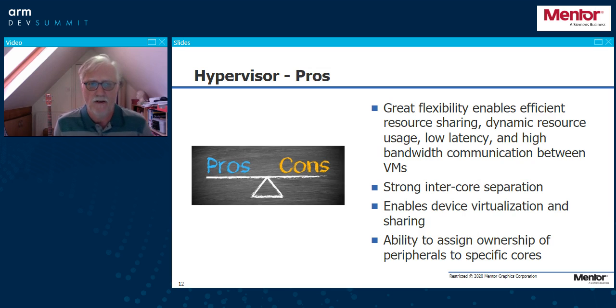Now, there are pros and cons of hypervisors. Pros, first of all, good positive start. They're incredibly flexible. They enable very efficient sharing of resources, which can be dynamically adjusted, relatively low latency, and very high bandwidth communication between the virtual machines. It provides extremely strong separation between the cores and enables us to virtualize devices for sharing. There is the possibility to assign ownership of peripherals to particular cores as well, rather than sharing them.